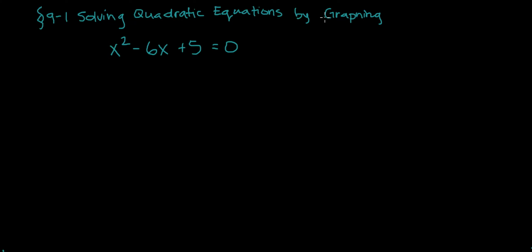So x to the power of 2 minus 6x plus 5 equals 0 is what we want to solve, and we want to solve it by graphing. The reason we're going to solve by graphing is just so that we understand the relationship between the graph and the actual solution set that we come up with.